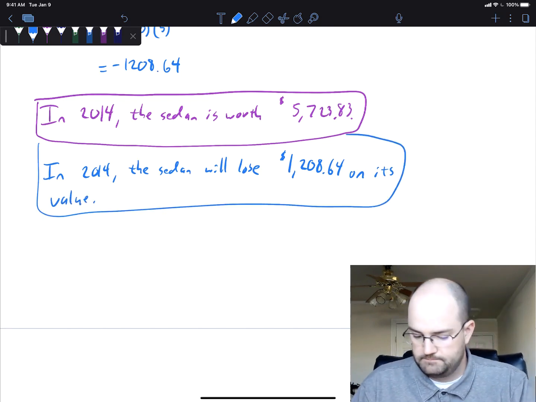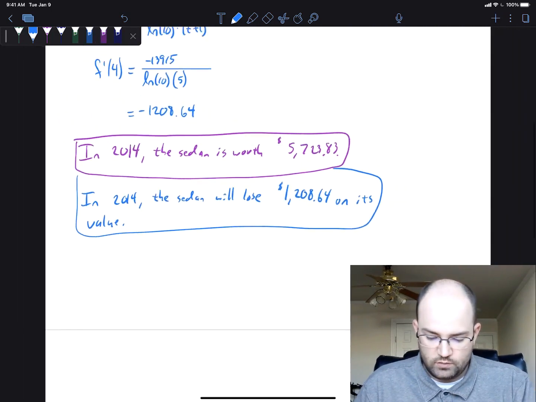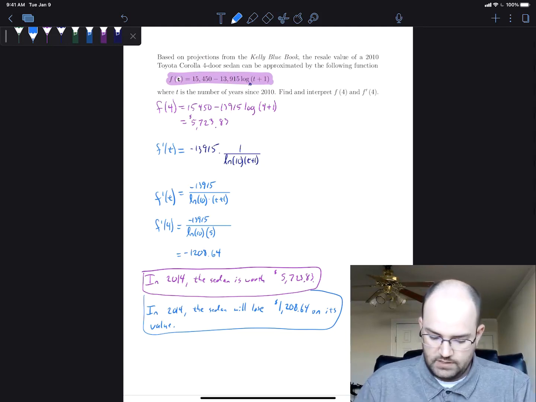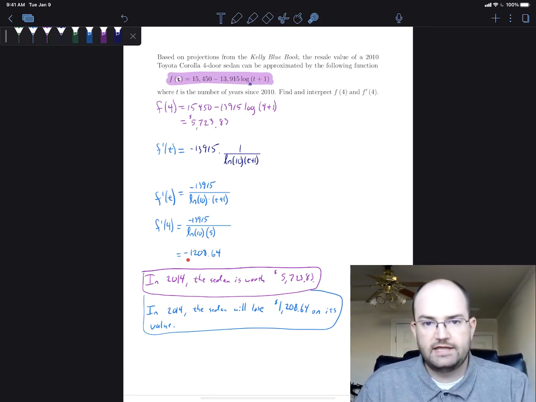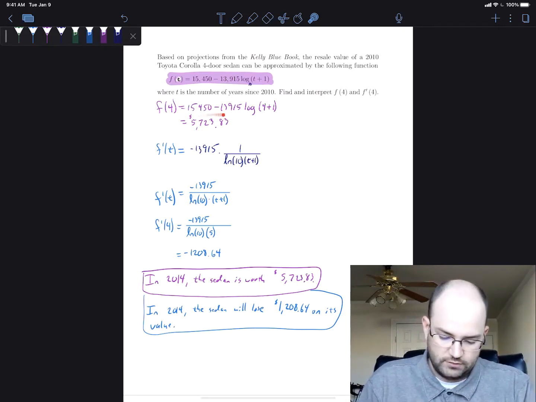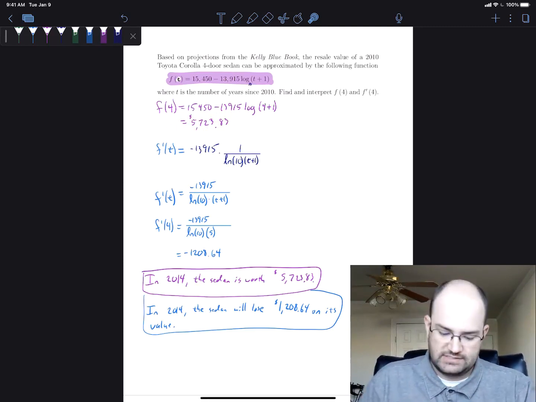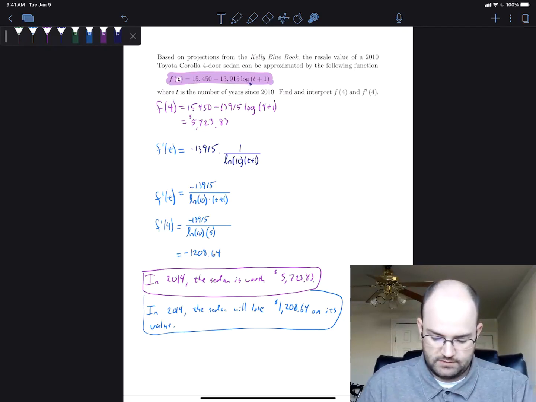Now notice that we lose value here because of that negative. That negative is very important here. So the actual value is the function value, and the amount that you are gaining or losing on that value itself is the derivative. So there you go.